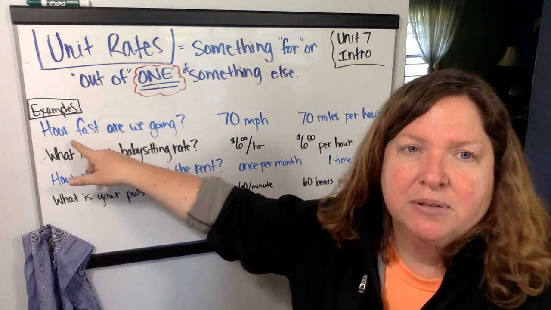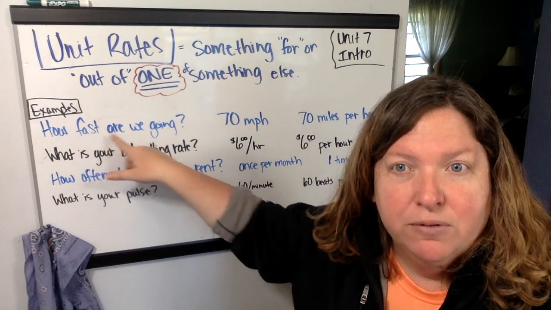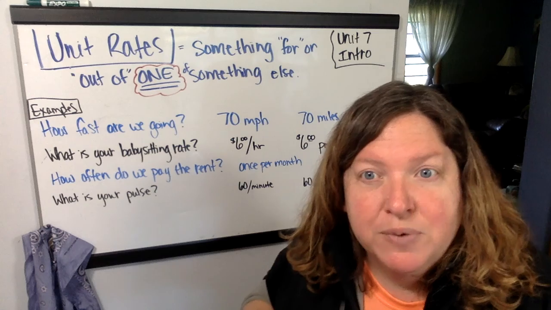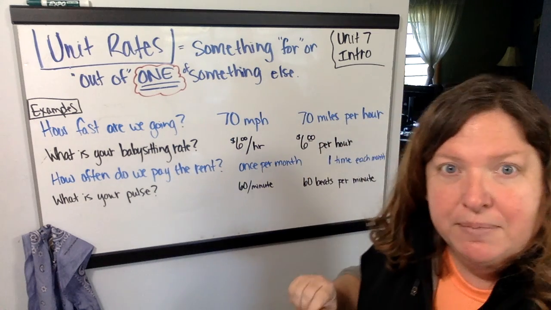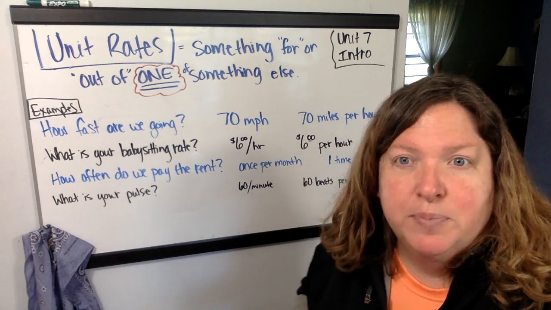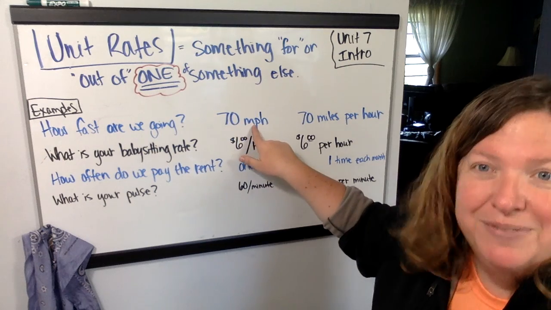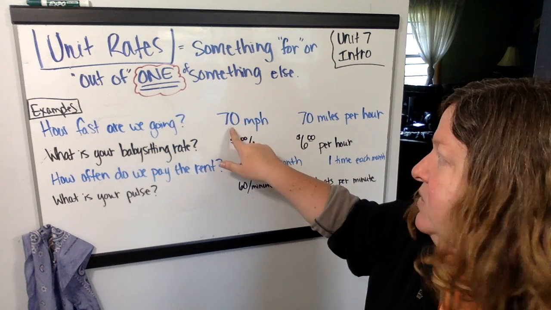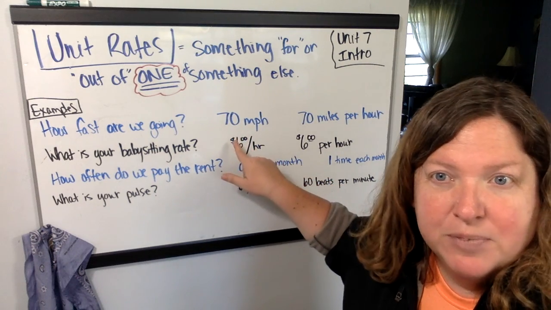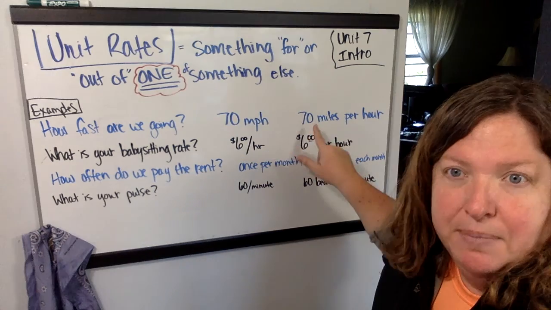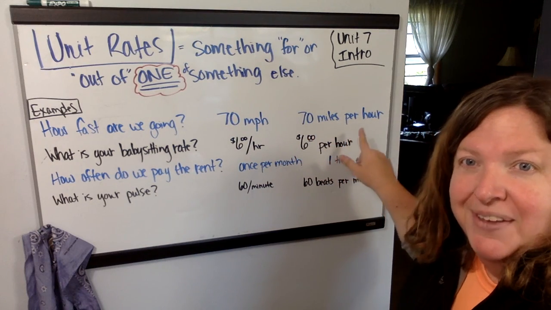So here's some examples. You might be driving along in the car with your family, and you might say, "How fast are we going?" Your family might respond, 70 miles per hour. That's the abbreviation for miles per hour. So 70 mph, 70 miles per hour. What it means is we're going 70 miles per hour.